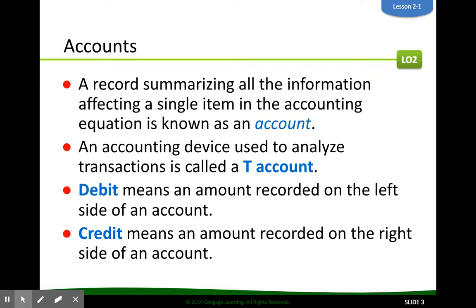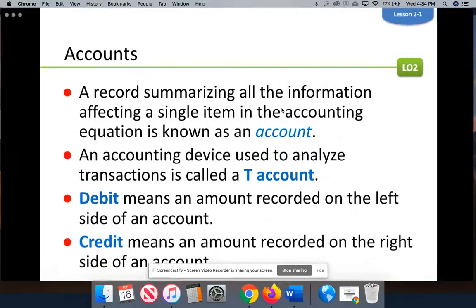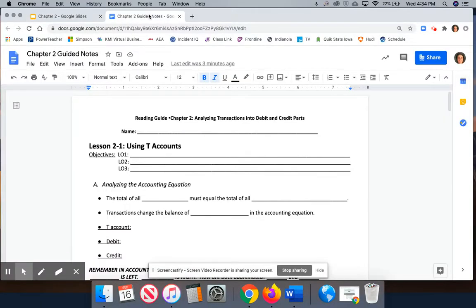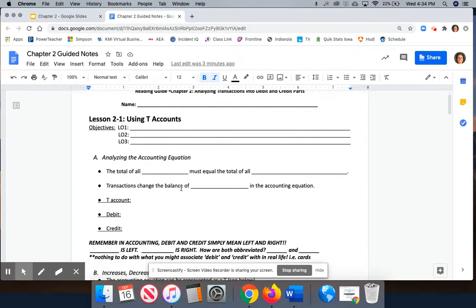When you think of debit and credit, you might think of a debit card and a credit card, but that has nothing to do with what we're talking about. In accounting, debit simply means the left side of the account, and credit simply means the right side of the account. So on your guided notes here, we're going to have a couple changes. The total of all assets must equal the total of all liabilities and owner's equity. Okay, we learned that in chapter 1. So that's that first one.